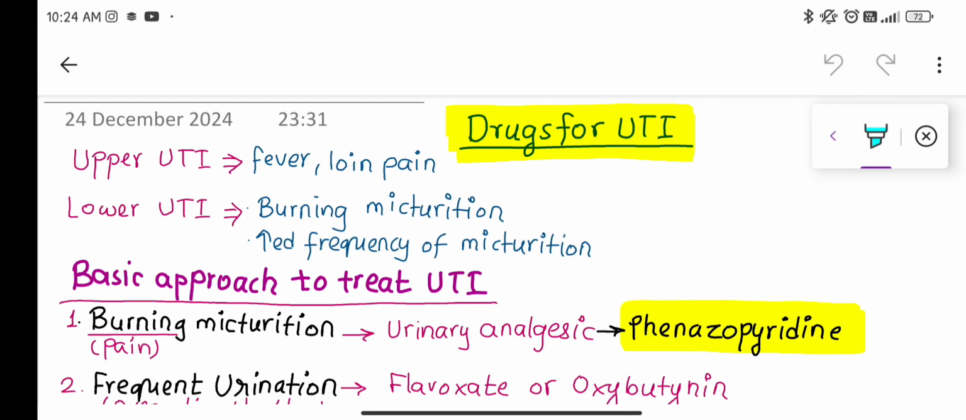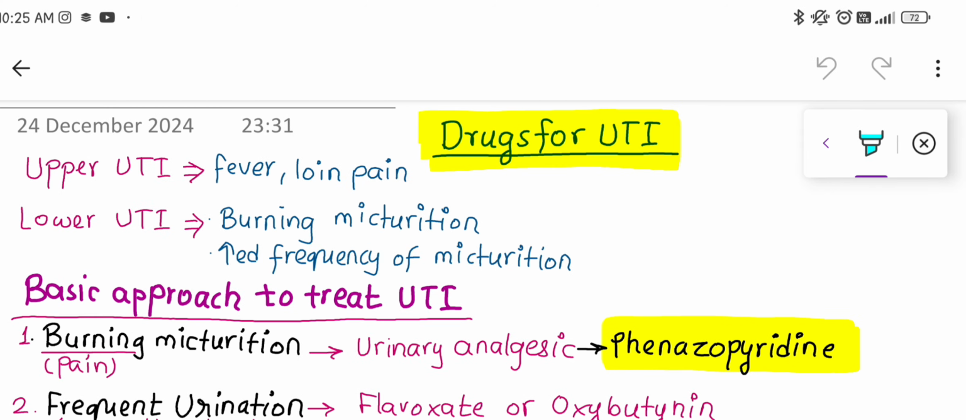Hello everyone, this is an important topic for the NEET PG entrance examination. In this topic we are going to clear our concept on urinary tract infection. This is from pharmacology. So I will explain UTI with a case.